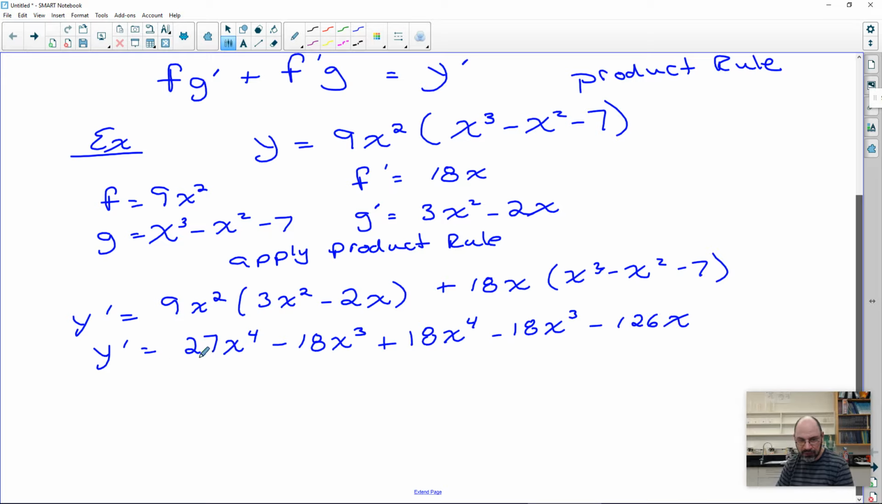Okay, some common ones that we can apply together. 27 and 18. That's 45x cubed, or x to the fourth, pardon me. And then the x cubed, we got minus 36x cubed. We did the x fourths already, and then we've got a minus 126x. So that's the product rule.